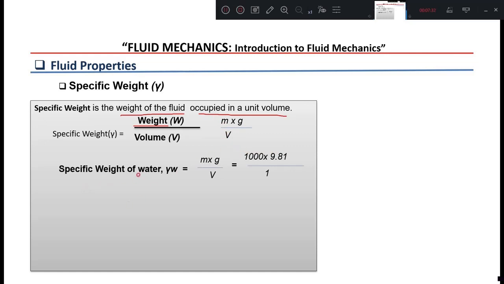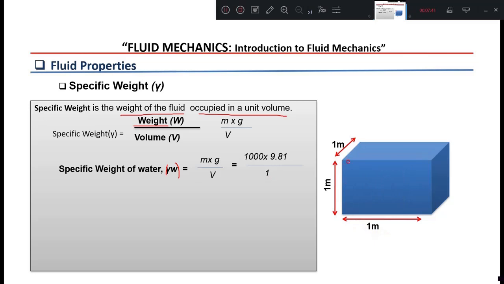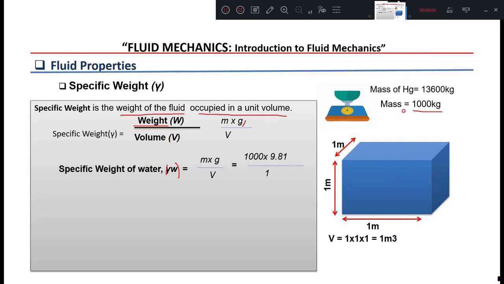So we can write the specific weight of water, gamma w, as m into g by v, that is 1000 into 9.81 divided by volume 1. Again the volume to be taken, the container volume, is 1 meter cube. Now if you weigh, the mass is 1000 kg, but on this mass there is a force of gravity acting, and when the mass is multiplied by g, it becomes a weight. Then the weight by volume is nothing but specific weight. Again, if you weigh the mercury, it weighs 13,600 kg, but when you multiply it by g, it will become a weight.